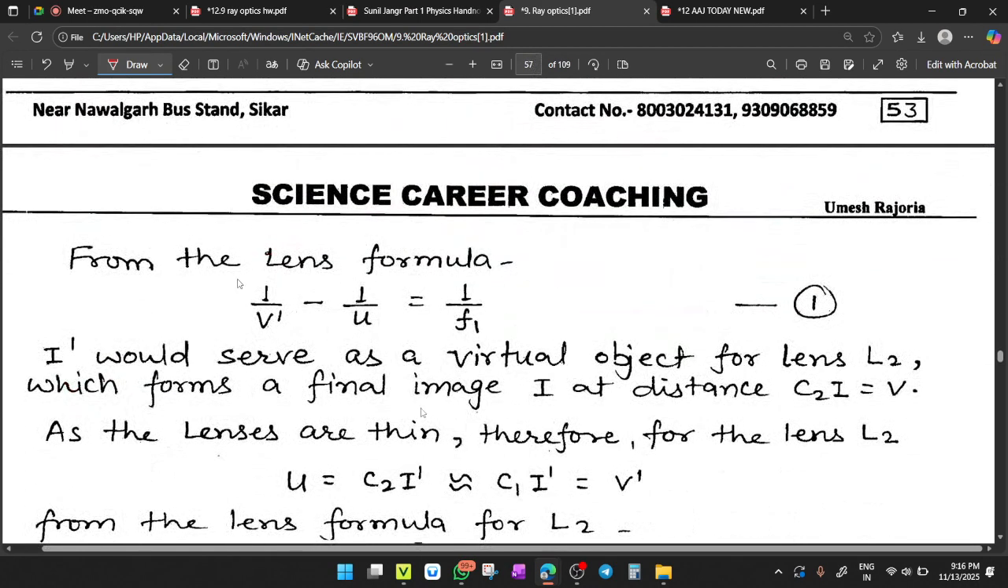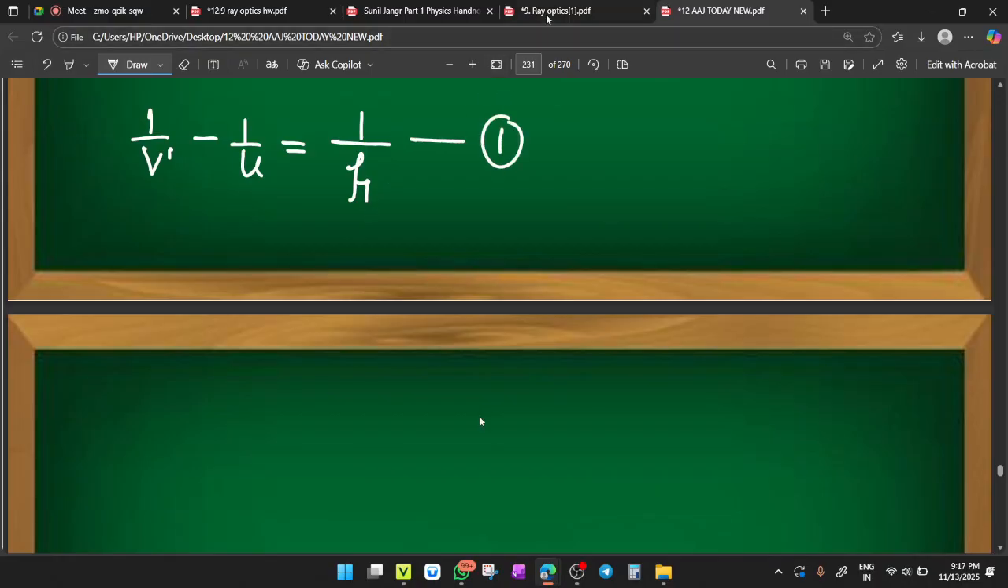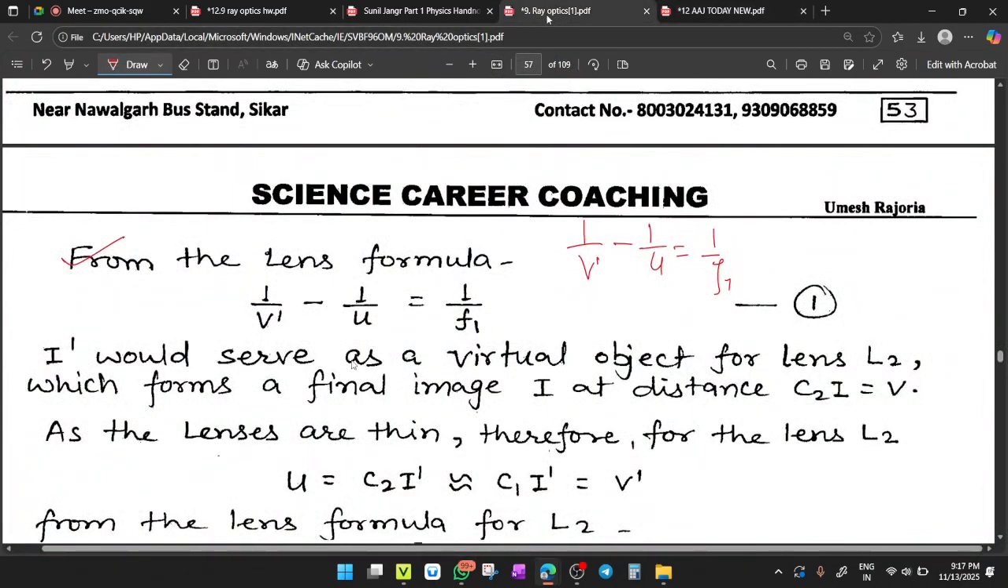Clear? So apply the lens formula: 1 upon V dash minus 1 upon U, object distance, equals 1 upon F1. Clear or not? So the formula for the first lens is 1 upon V dash minus 1 upon U equals 1 upon F1. This is the lens formula for the first lens.